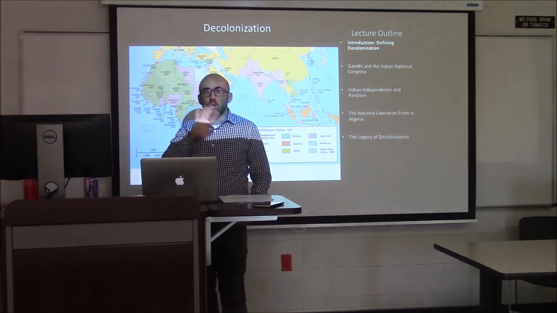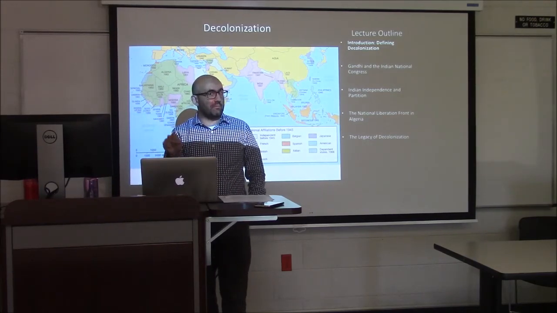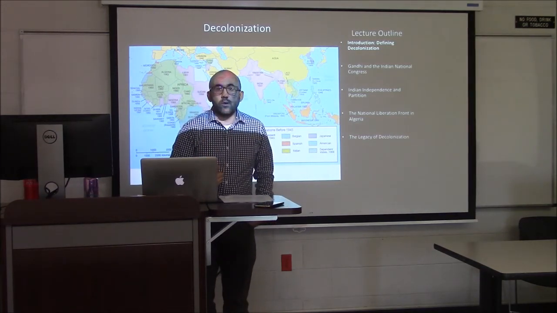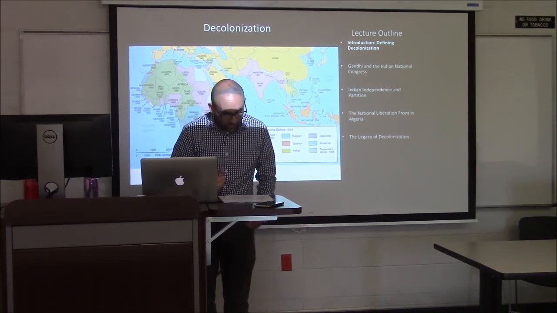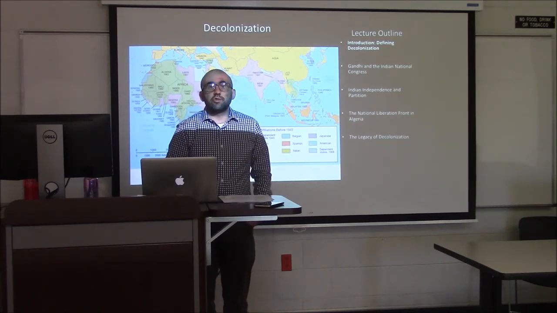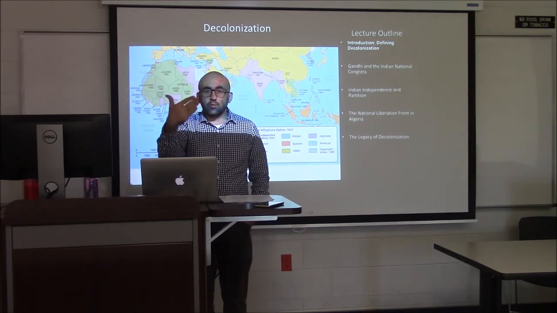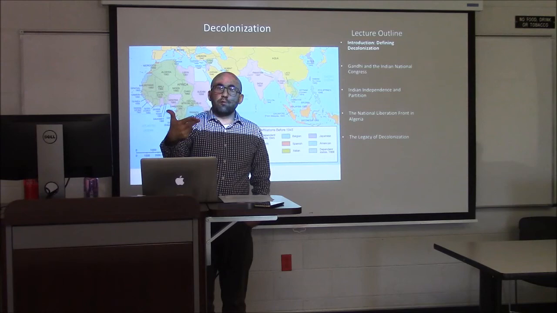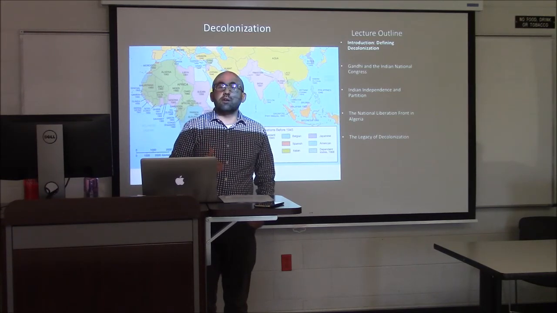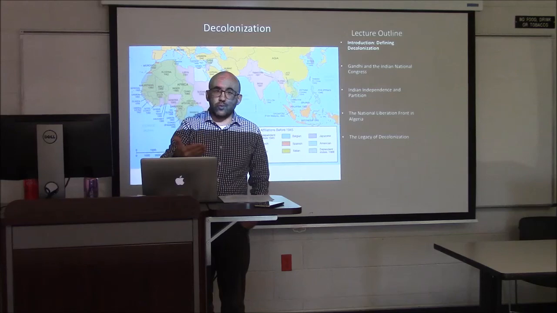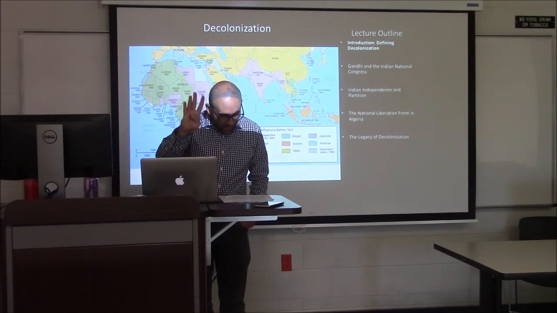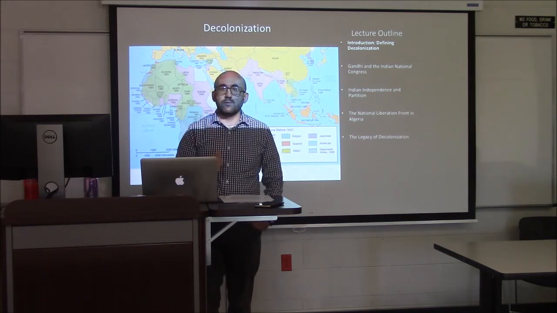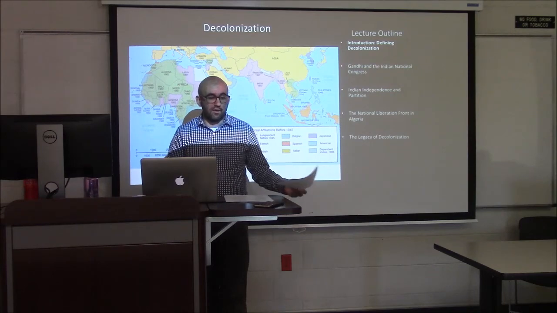So, to just restate for your notes, and again, this is a video, pause, go back. Part 1, the dismantling of formal political controls over the colonies. 2, the transformation of economic relationships between colonized and colonizer. 3, transformation of patterns of population movement between colonized and colonizer. And 4, the waning of European influence over the rest of the world. That's my 4-part definition of decolonization.